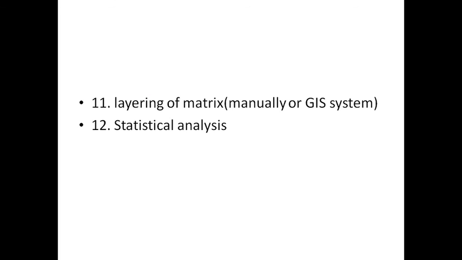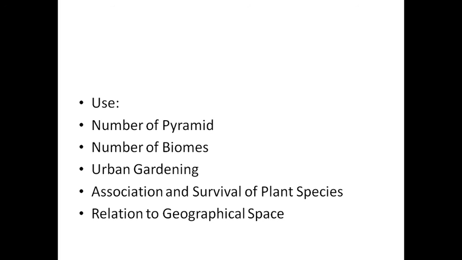And what will be the output of that kind of matrix? We are familiar with the number of pyramids, number of biomes. To identify the number of biomes, pyramids of biomes, pyramids of number, urban gardening, and the association of plant survival. A few plants survive with an association of a particular plant.